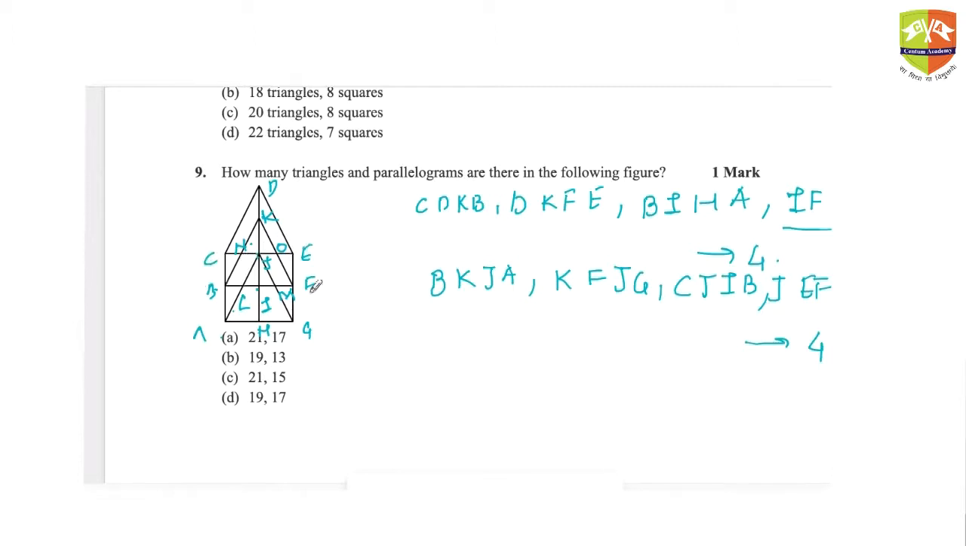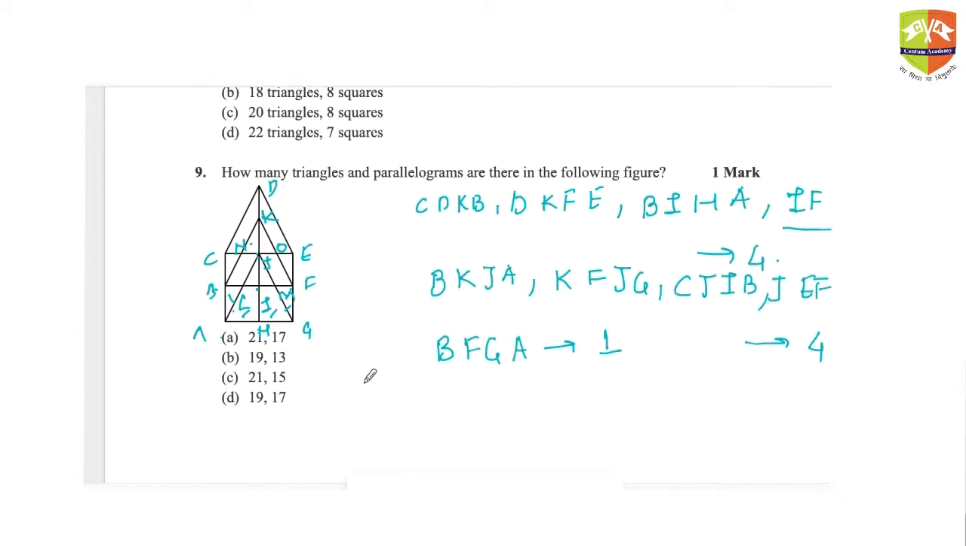So these are with 3 components. With 4 components, how many of them am I getting? With 4 components, 1, 2, so I will get B, F, 1, 2, 3, 4. So I will get B, F, G, A. I will only get 1 with 4 components.